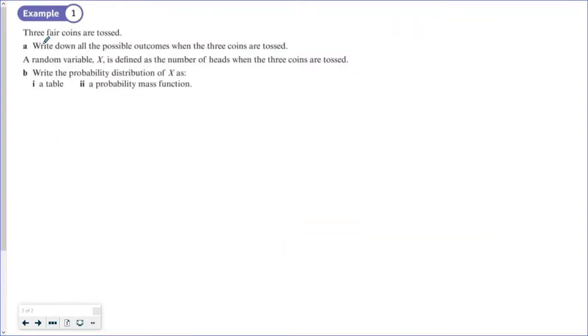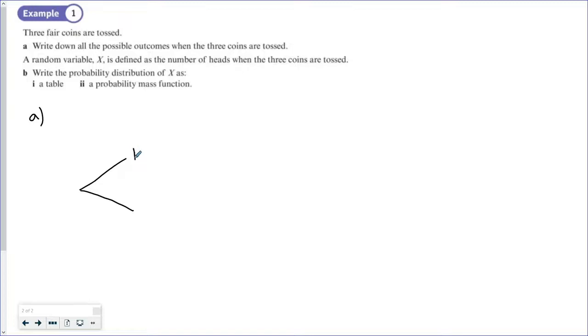Okay, let's look at example 1 then. 3 fair coins are tossed, and we want to write down all the possible outcomes when the 3 coins are tossed. You might be able to just write down what the outcomes are, but if you wanted to do this formally, you could do it quite easily with a tree diagram.